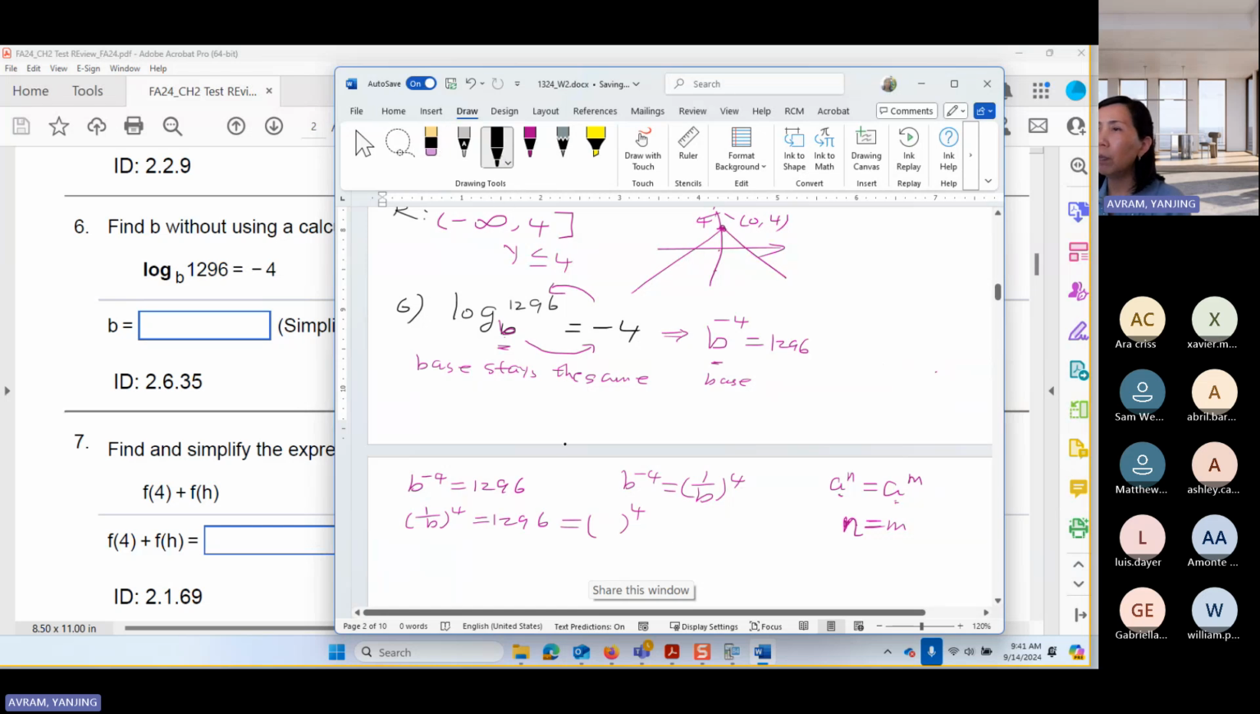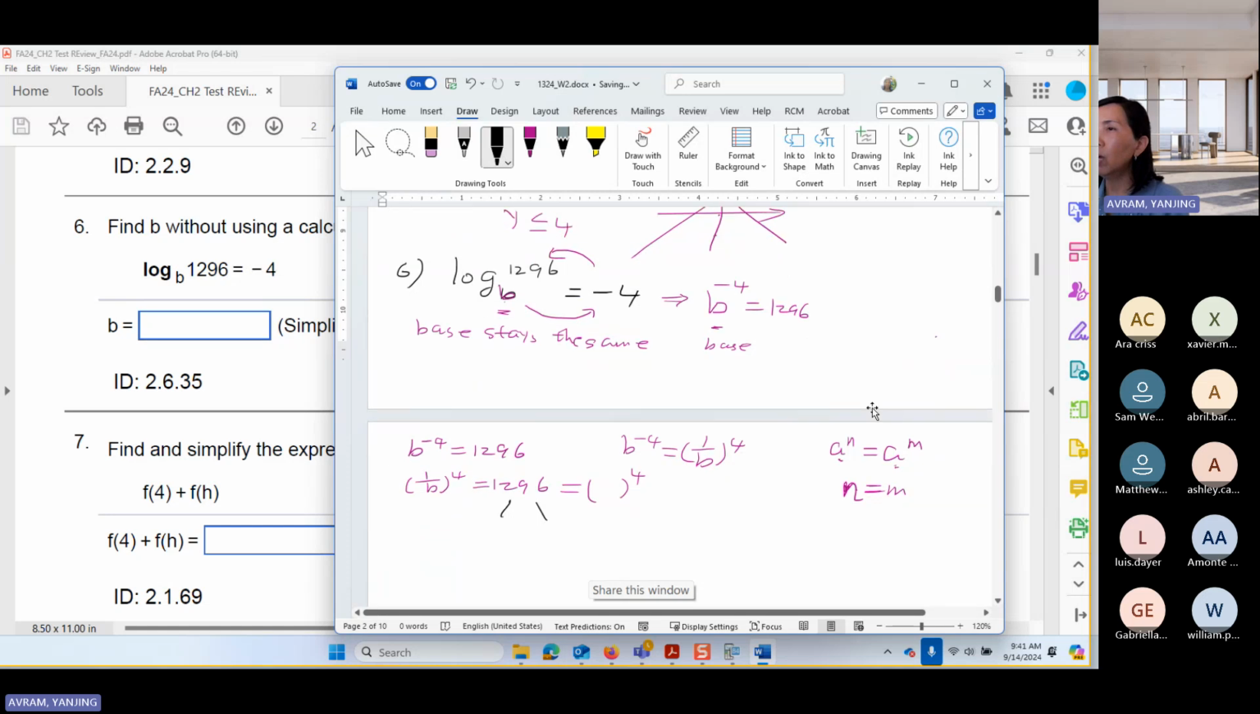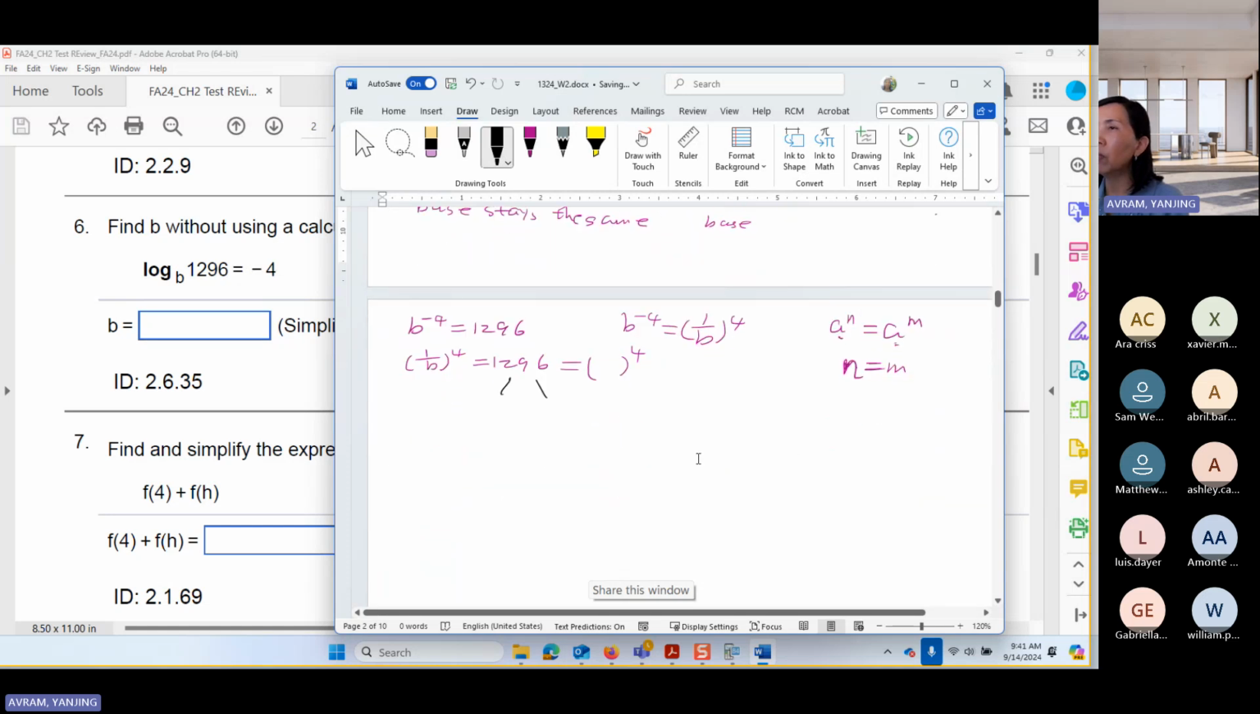So I'm going to break this down into a power of 4. If you do not know how to break this down into a power of 4, we can divide. This is an even number, and an even number can be divided by 2. If I divide it by 2, let's see what we got. This will be 648. Is that right? Anyone have a calculator? You can double check on me.